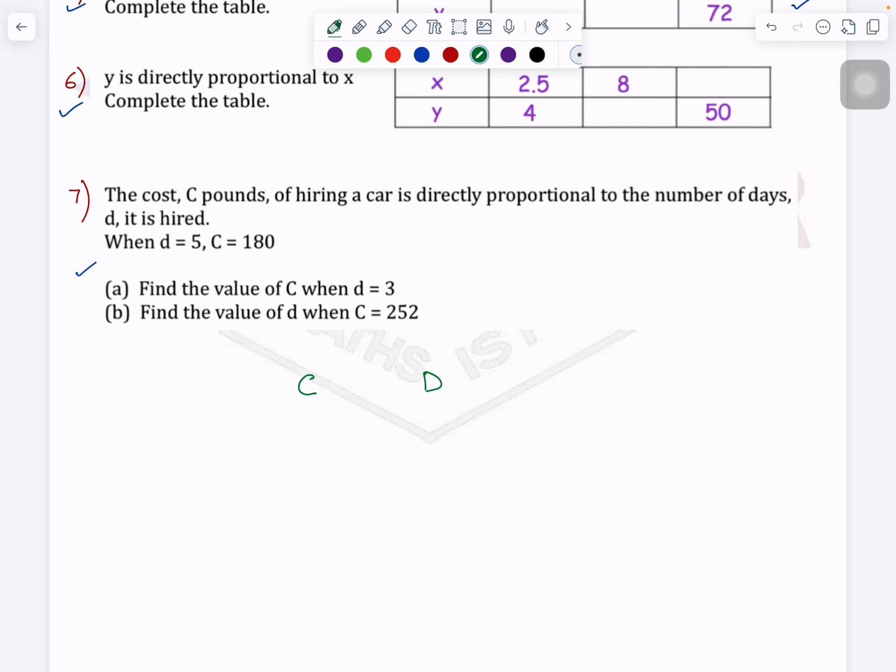So if pounds is 180 and days are 5, which is given here, then for part A, if days are 3, then how much will you pay, right? So let me call it x, for example. So the way I have told you, you will just solve it like that and write down your answer in the comment. I'll tell you whether it is right or not. I'm sure you will get the right answer.